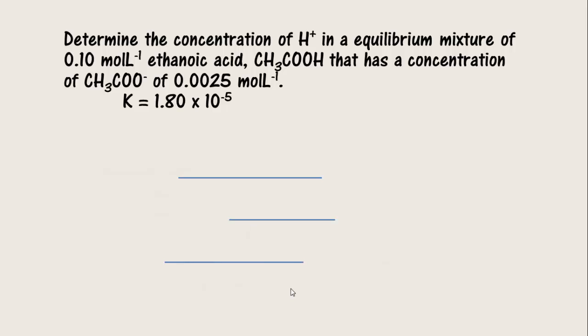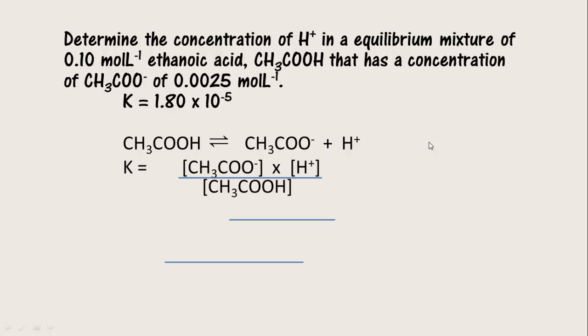Let's look at an example, a slightly different one. In this example, you've been asked to determine the concentration of hydrogen ions in an equilibrium mixture of 0.1 molar ethanoic acid that has a concentration of ethanoate ions of 0.0025 moles per litre, and you're given the value of K. So from this, we'd write firstly an equilibrium expression, and it would look like this. Ethanoic acid dissociating in equilibrium to ethanoate ions and hydrogen ions. Then we would write an equilibrium expression. Concentration of ethanoate ions multiplied by the concentration of hydrogen ions divided by the concentration of ethanoic acid molecules.